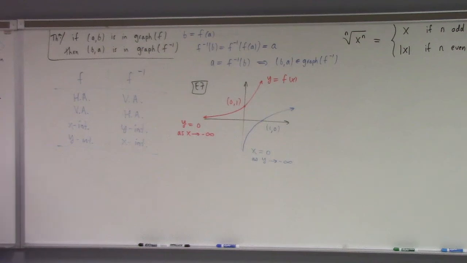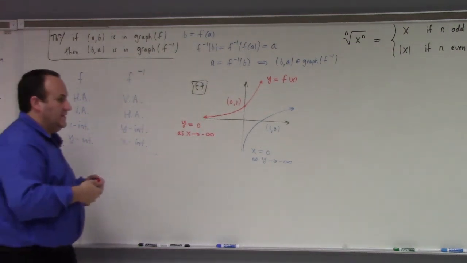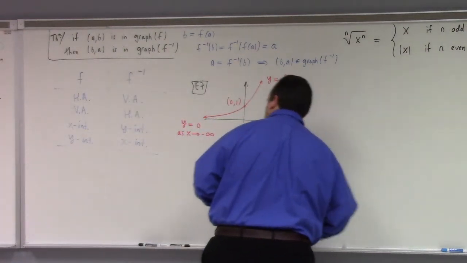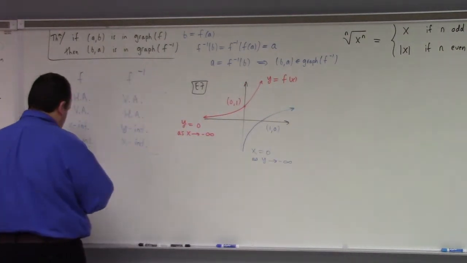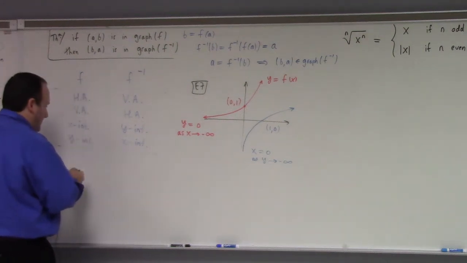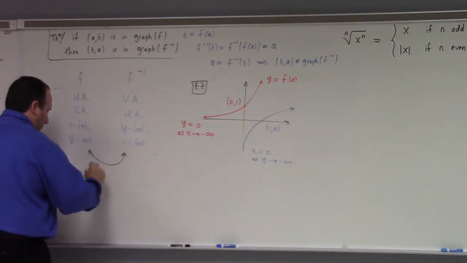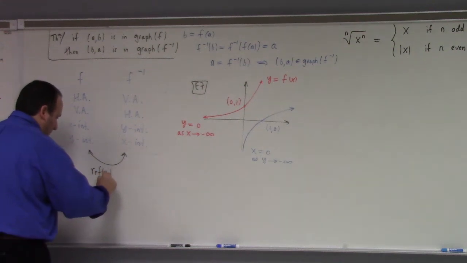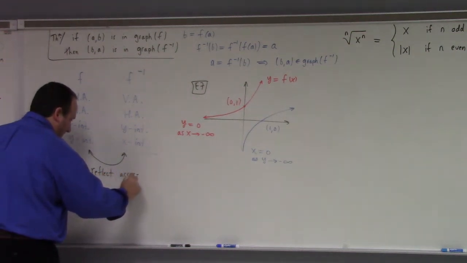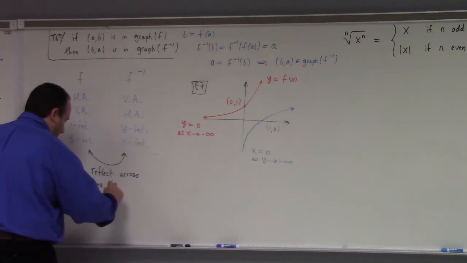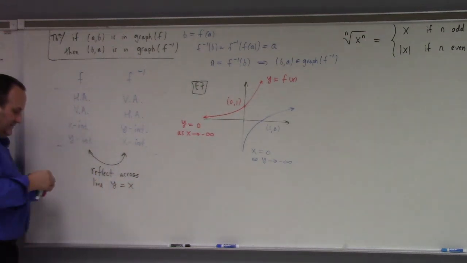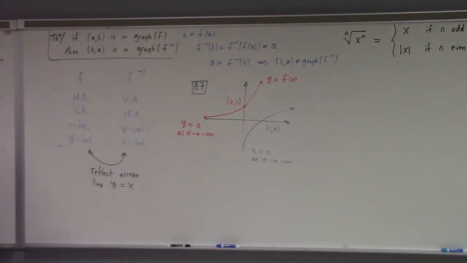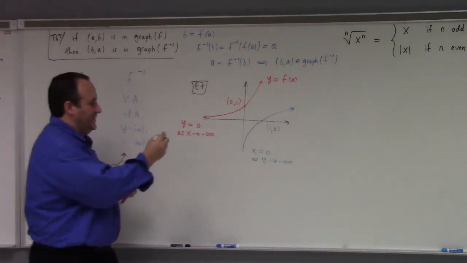Something else I haven't said yet, but I really should have by now, is that another way to see these two graphs is that they're reflections of one another across the line y equals x. So you can say, going from here to here, reflect across the line y equals x. And those are flowery words for the following idea.